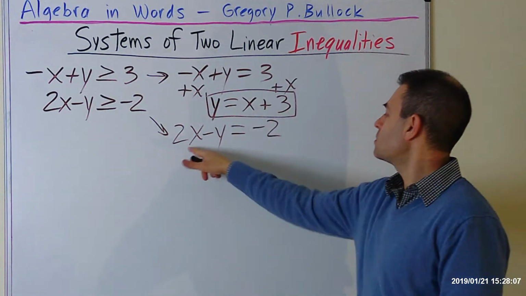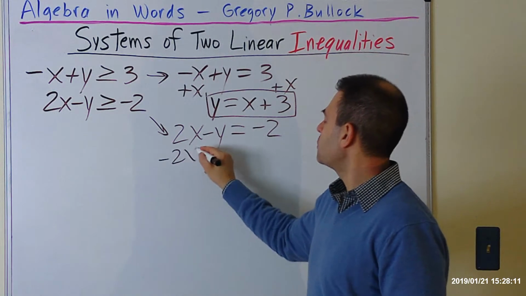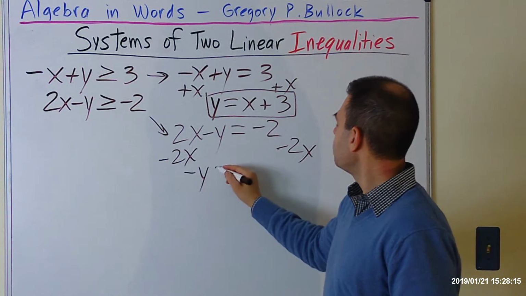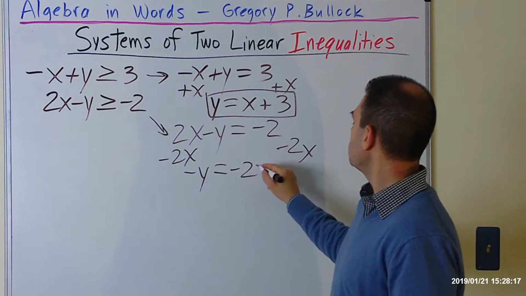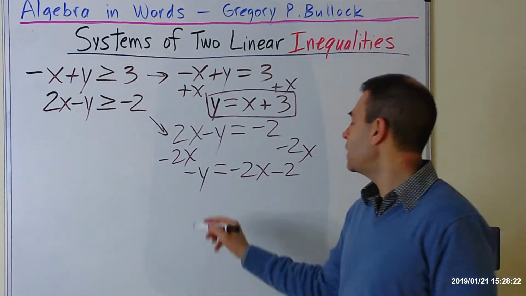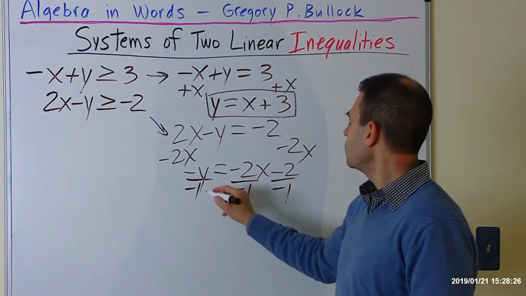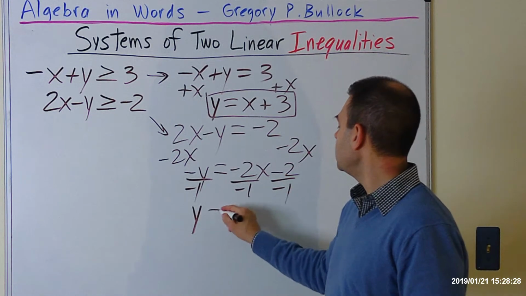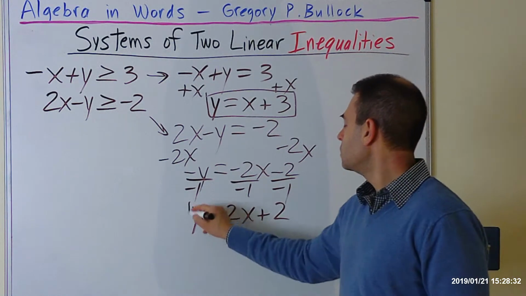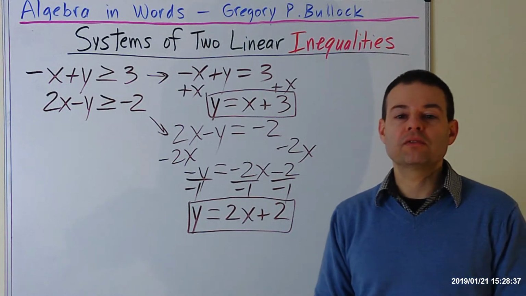We have slope-intercept form, y equals x plus 3. And now let's simplify the one in the bottom. Let's subtract 2x from both sides. And that gives us negative y equals negative 2x minus 2. And let's divide all terms by negative 1 to get rid of the negative, which leaves us with y equals 2x plus 2. Next would be to graph them.